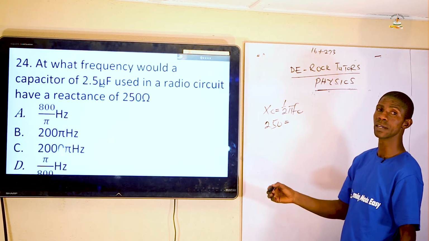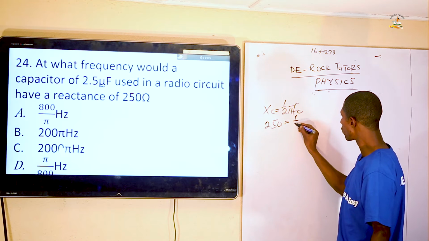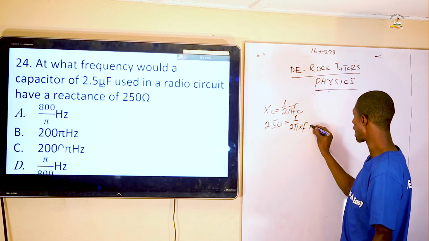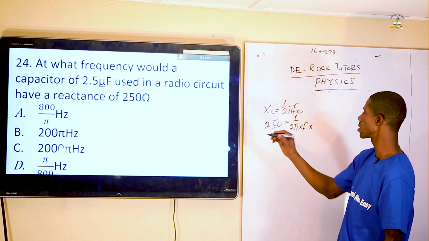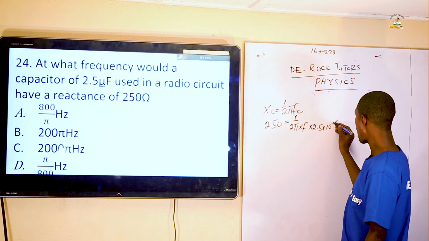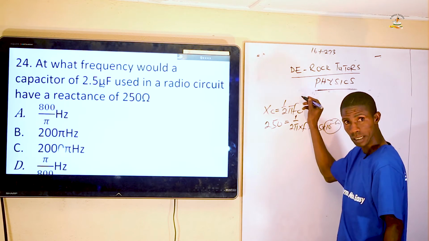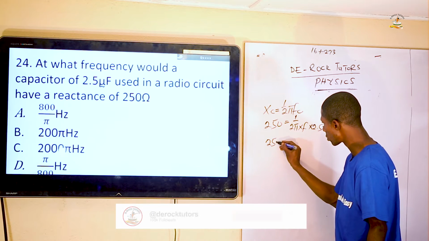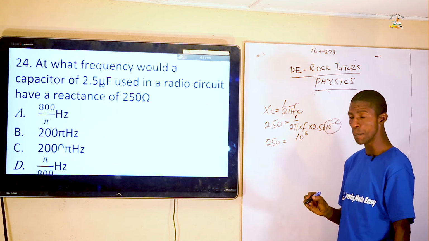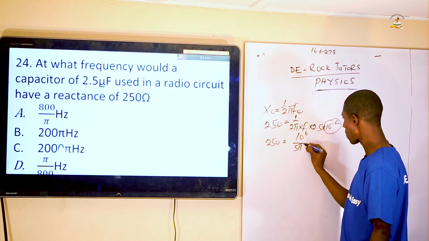Then look at all the answers given in terms of pi, so we don't need to get the value of pi. So we have 1/2π, then the frequency, which is unknown, times the capacitor, 2.5 times 10 raised to power minus 6. So I will make this 10 raised to power minus 6 come up, where it now becomes 10 raised to power plus 6. So 250 will still remain on the left hand side. So here I will have 10 raised to power 6, which is the same thing as 1 million. So 2 multiplied by 2.5 will give me 5π.